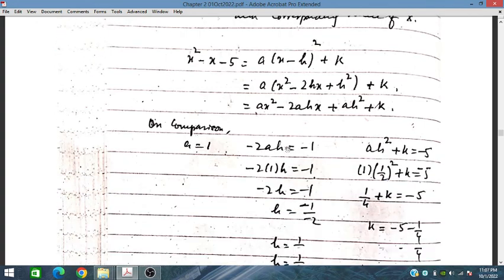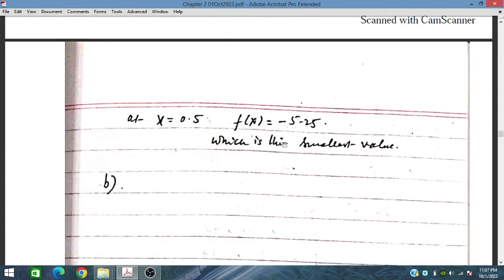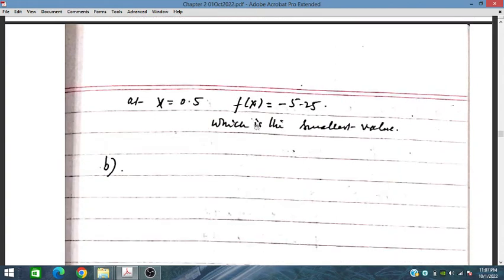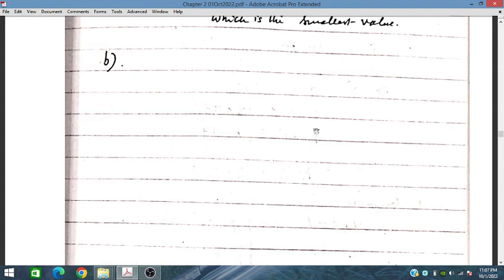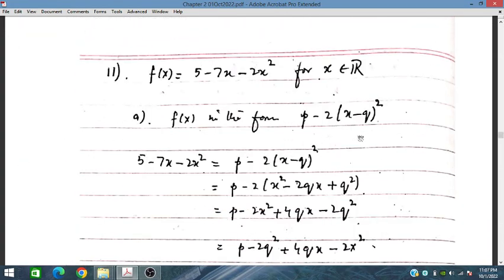So this is the smallest value, a turning point, and this is the smallest one. We will solve the other parts in some other class, some other time, once we complete the other parts.